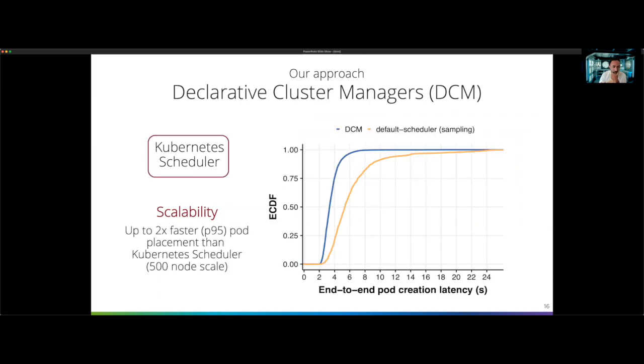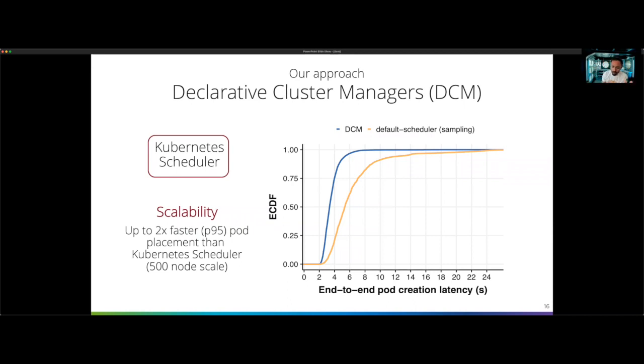And for scalability, we've found that, for example, in end-to-end measurements against a Kubernetes scheduler, on a 500 node scale, which is fairly modest, but still pretty big in most enterprises, we can actually beat the very heavily hand-optimized Kubernetes scheduler with respect to the time it takes to bring up a pod. On the 95th percentile, we're up to 2 times faster. And it's worth emphasizing that the default scheduler is sampling. It's only looking at half the nodes, whereas DCM is looking at all the nodes. So if you make the default scheduler look at all the nodes, it becomes 4x.